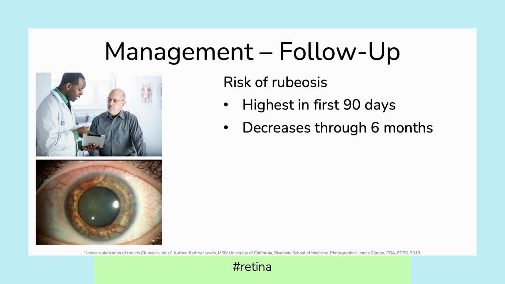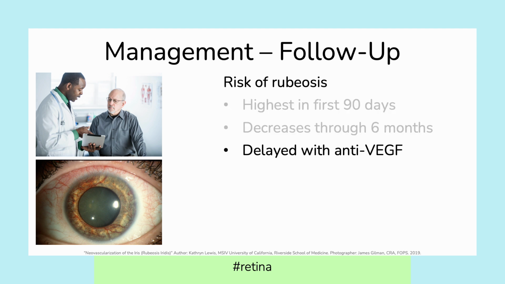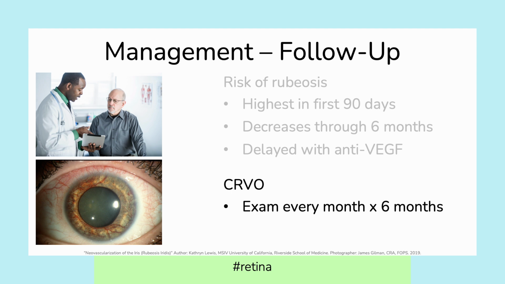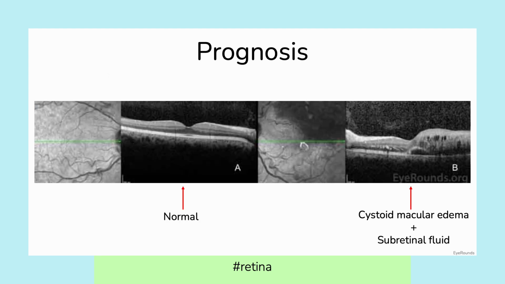Following the acute event, patients should be examined on a periodic basis to monitor for neovascularization. The risk of rubiosis is highest in the first 90 days post-occlusion and decreases through 6 months. This progression is delayed if the patient receives anti-VEGF injections. CRVO eyes are examined monthly for 6 months before extending visits.